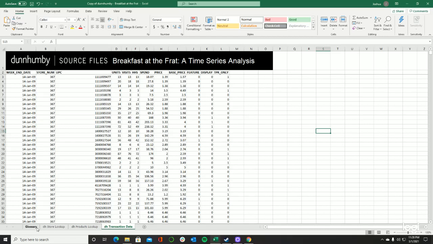As we can see, there's a multitude of different columns involving units, visits, households served, and a bunch of different types of numerical values that give further insight into the sale of the product. In this case, it's specifically Honey Nut Cheerios.